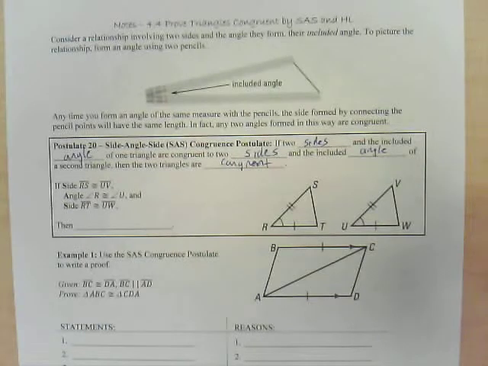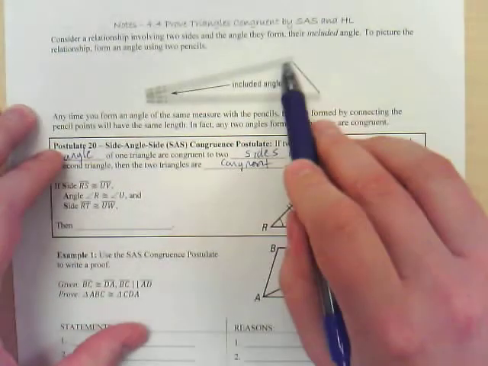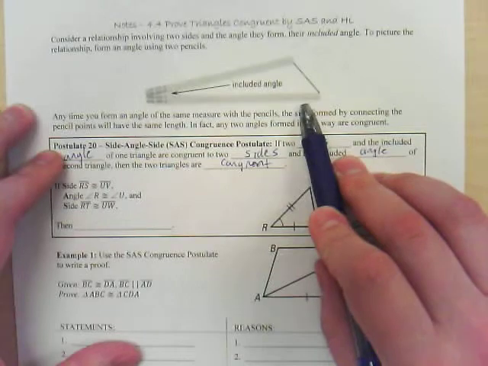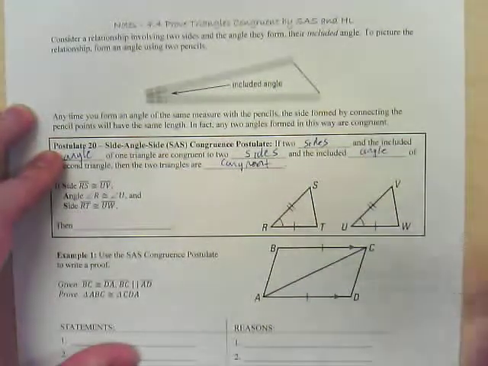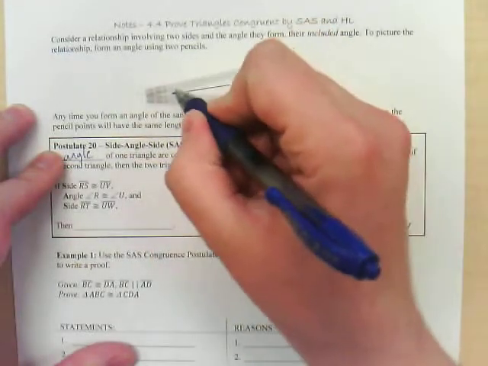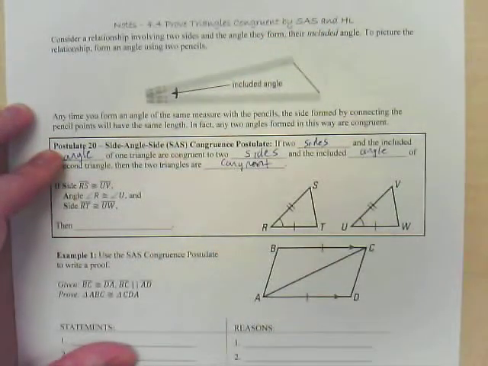So in order to do this, we need to talk about what it means for an angle to be an included angle. So if we have two sides of a triangle, so say we take these two pencils as two sides of a triangle, and then we don't really care about the third side. But if we're looking at these two sides here, the angle between them is called the angle that's included between those two sides. So that's what an included angle is.